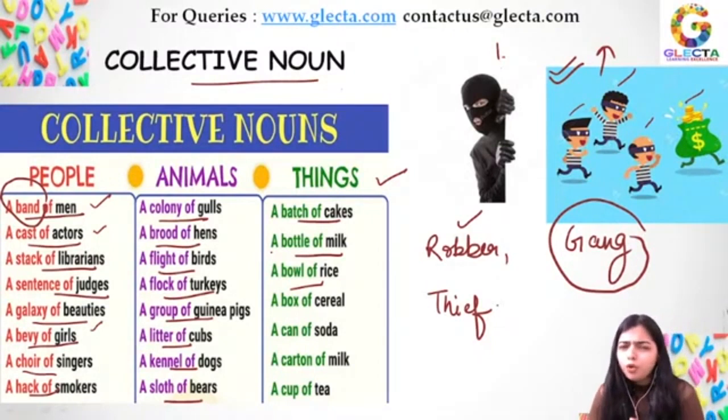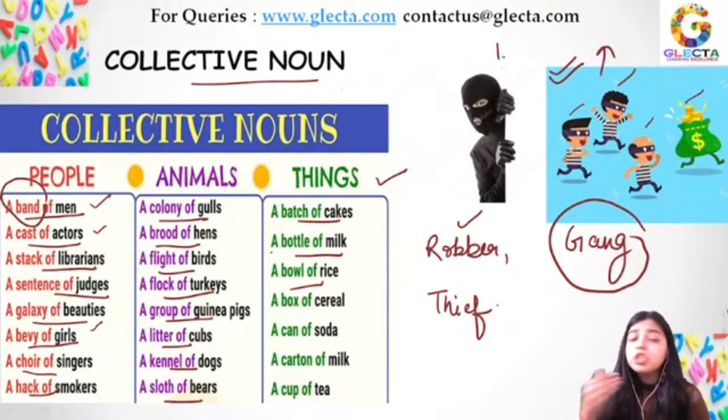So that was all for today's session. We covered what nouns are, what the three different types of nouns are, and how they are different from one another. Let's stay tuned with the Glecta videos to know more about nouns, and we'll be discussing some new types of nouns in our next video.